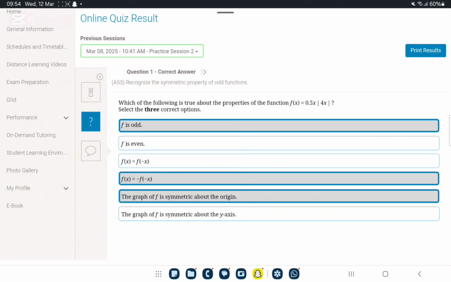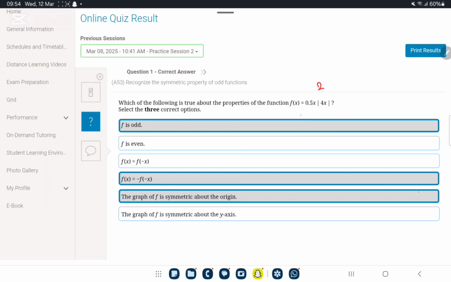Which of the following is true about the properties of the function f of x equals 0.5x times the absolute value of 4x? Select the three correct options. First, we check if f of x is odd. We do that by putting in a number and its negative.